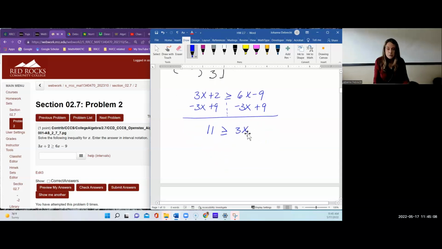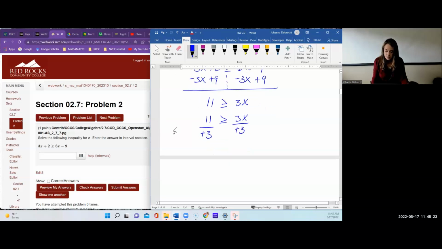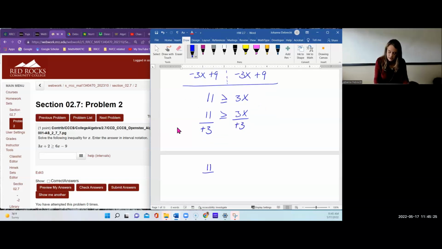Now, what's the next thing? We're going to take the 3 and divide by the 3. However, the 3 we're dividing by is a positive 3. When you divide by a positive or multiply by a positive, that rule does not come into play. We do not reverse the symbol. That means my final solution is 11/3 greater than or equal to x.